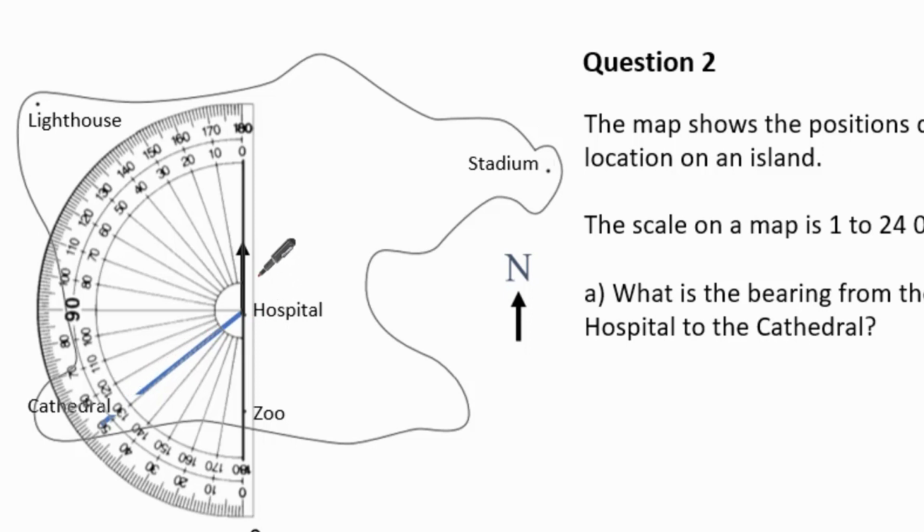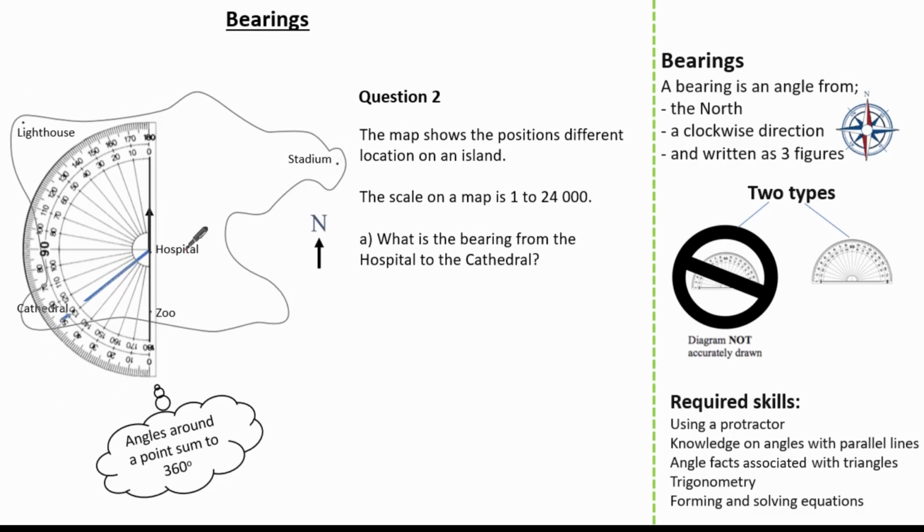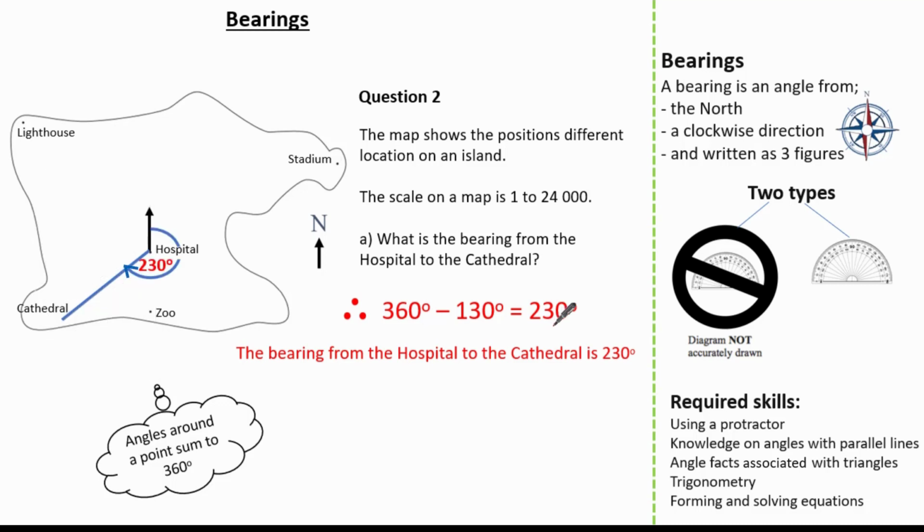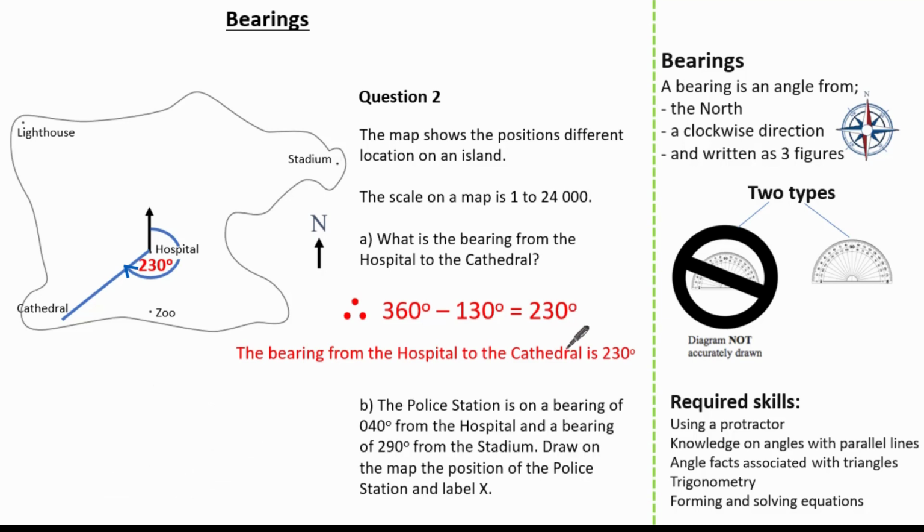Because we know angles around a point sum to 360 degrees, we know the clockwise direction has to be 360 subtract 130, which gives us 230 degrees. Therefore, the bearing from the hospital to the cathedral is 230 degrees. Now the second part of this question is a little bit tougher.